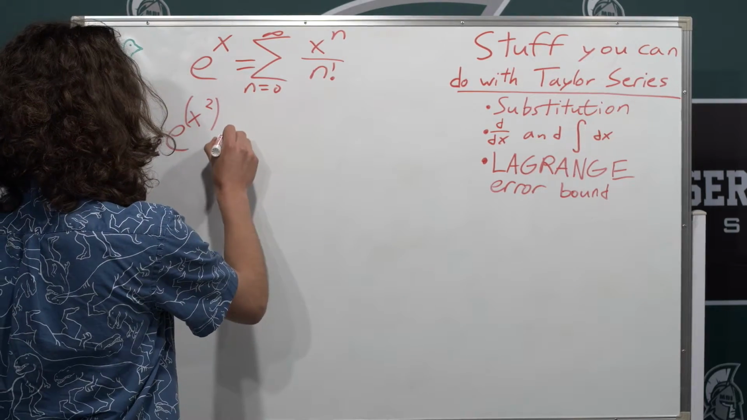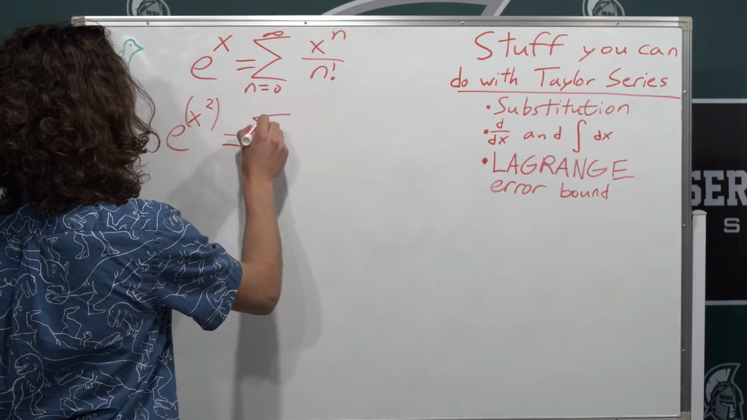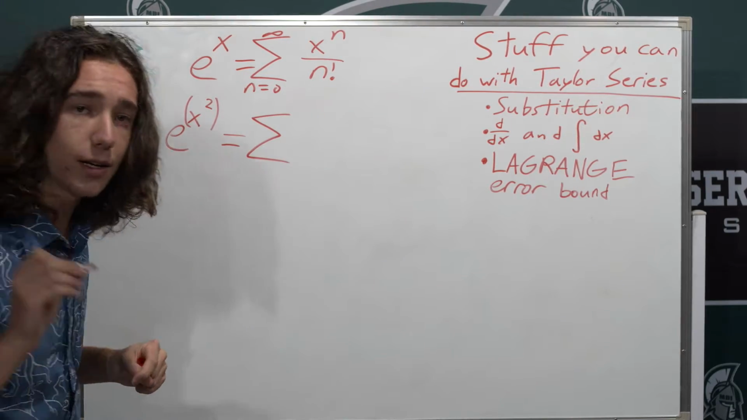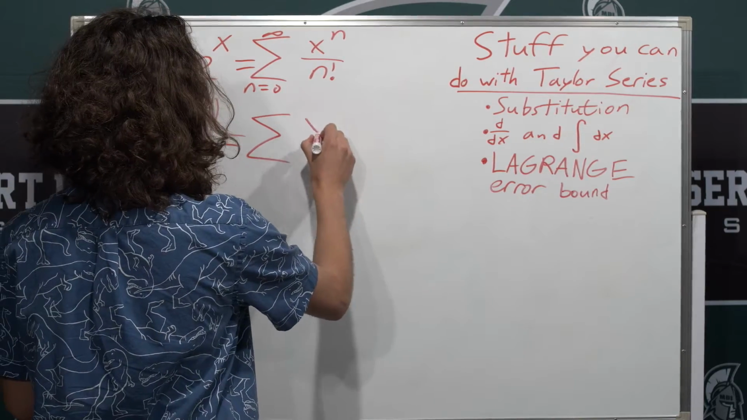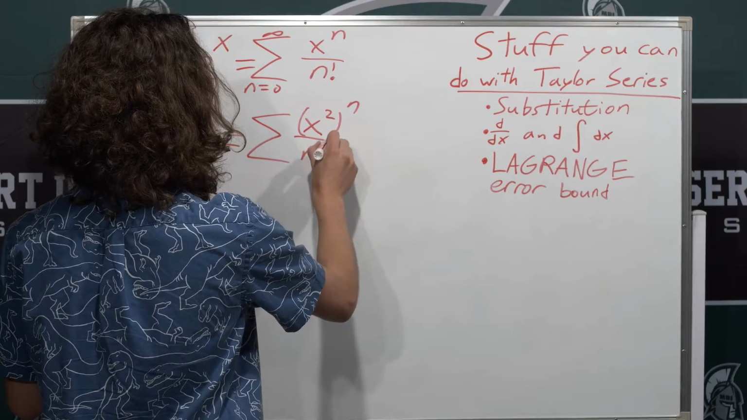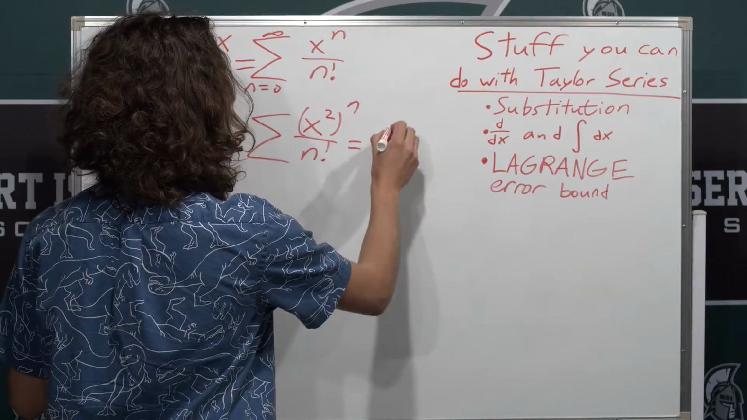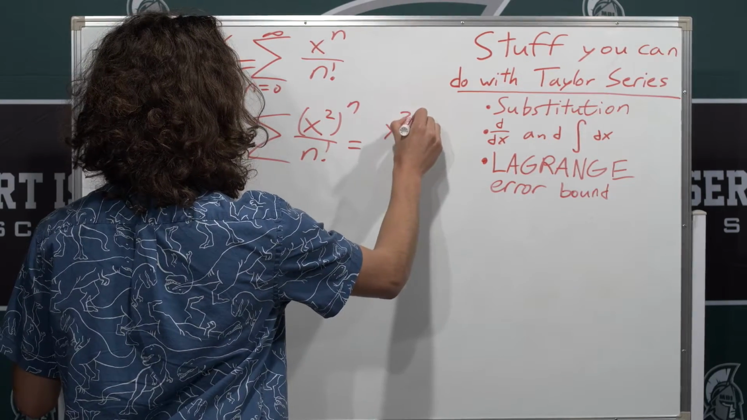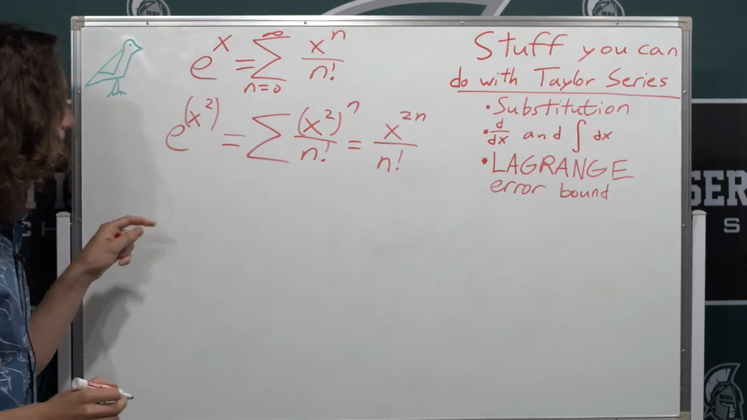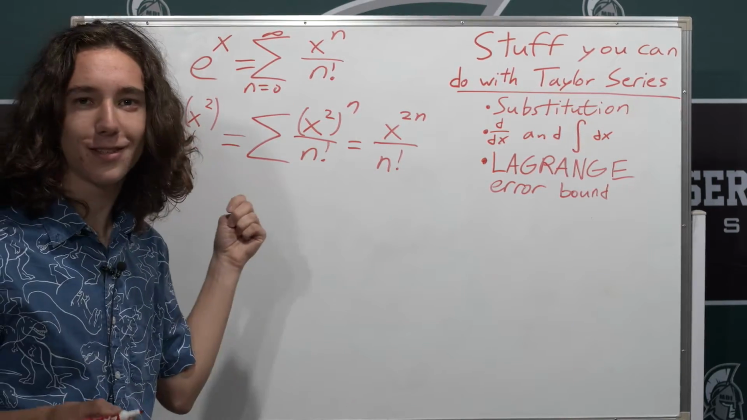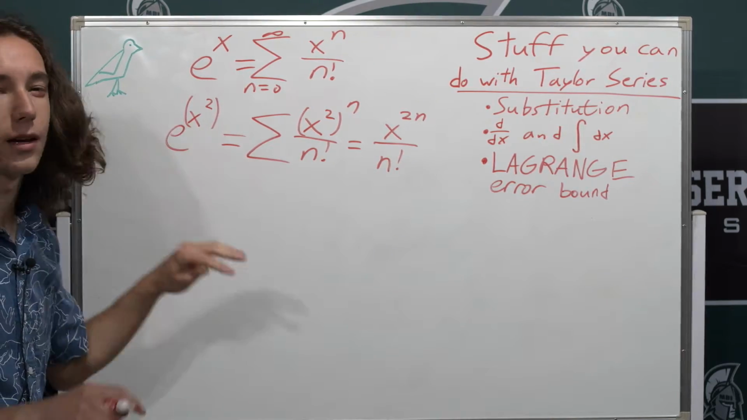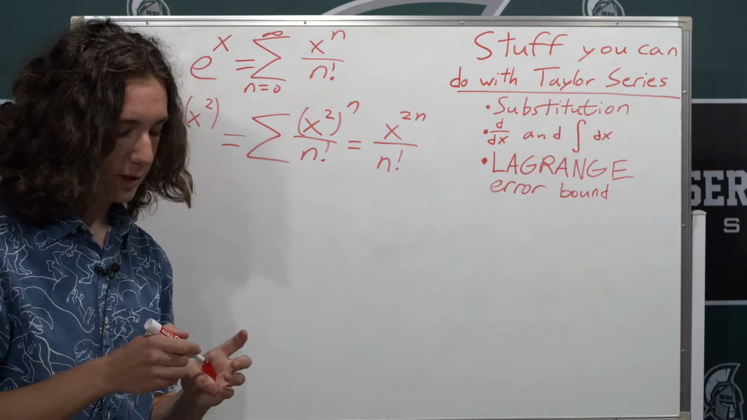So we can do the same thing here. We can just substitute whatever's on the inside in here. So we can just say this is x squared to the n over n factorial. And if we wanted to do a little simplification, this is x to the 2n over n factorial. And so you can just substitute in the things that make these little changes to these simple series work.